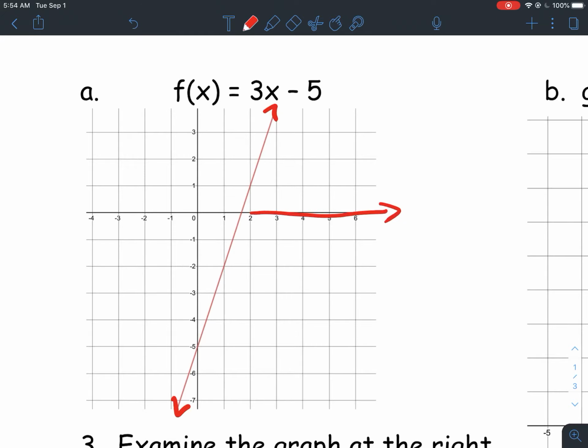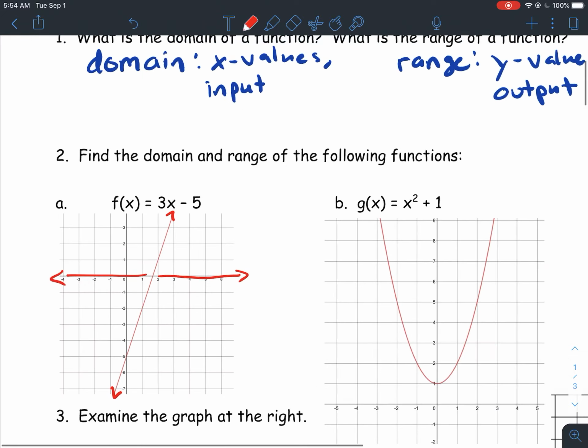So if you look, you can see that you're going to be able to plug in all values of x. So you could say that the domain is negative infinity to positive infinity. And we use those little parentheses to indicate whenever we do infinity on an interval, we use the parentheses.